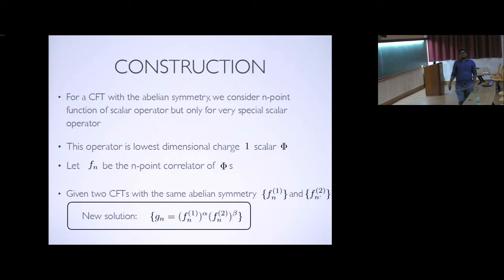But for example, in the 2D case, if you had the stress tensor 2-point function, it goes like 1 over z minus w to the 4. And if you take it to the power alpha, it will go like, I'm sorry, 4 alpha, and then scaling dimension 2, right? I was thinking of something else.